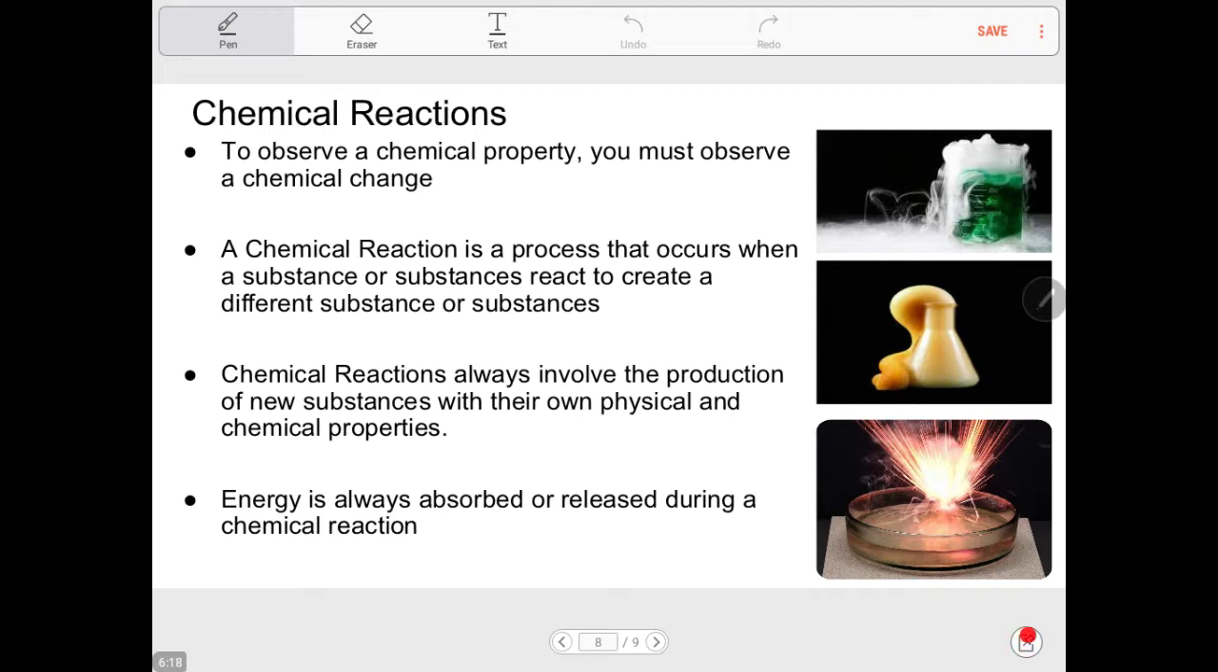Now, the fun part of Science 10 chemistry is we're going to get into how to write chemical reactions and how to predict them. It's going to really lead into some Chemistry 20. The point is, I just want you to be aware of some of the main properties of chemical reactions and what takes place.